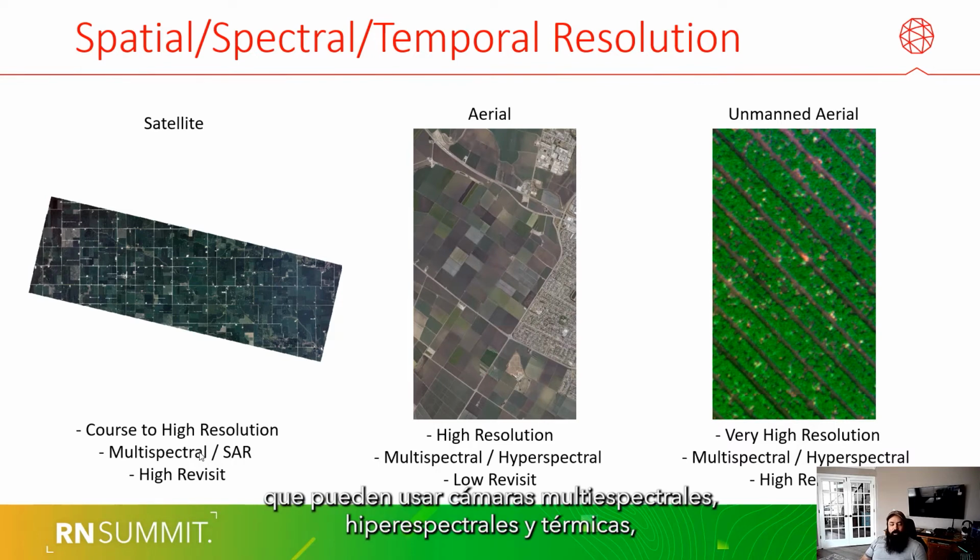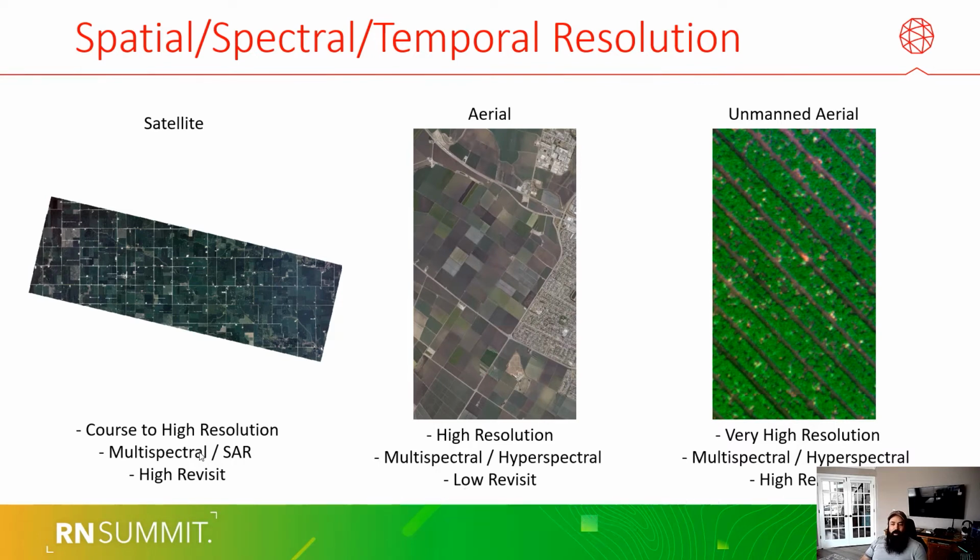In aerial, imagery collected on planes or helicopters can get down to a few centimeters of spatial resolution and can use multispectral and hyperspectral and thermal cameras, even LiDAR, although the revisit rate can be very low due to the cost of flying a platform.